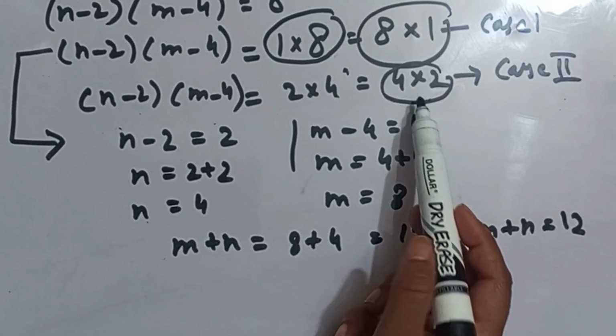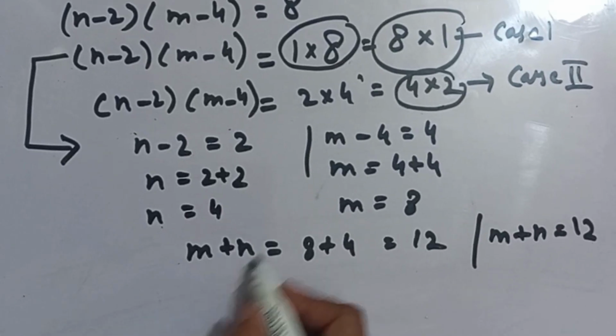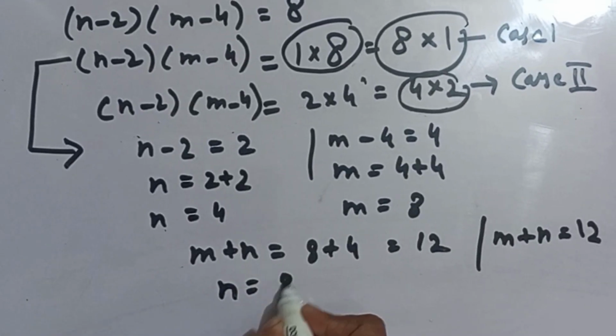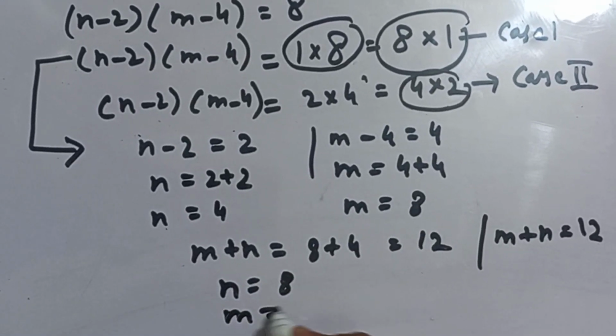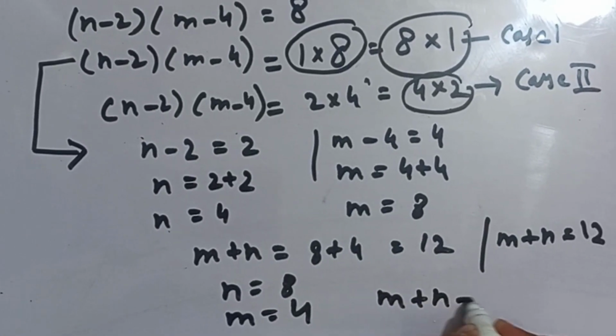And if we take this factor, then the value of n is 8 and the value of m is 4, but the value of m plus n is the same, which is 12.